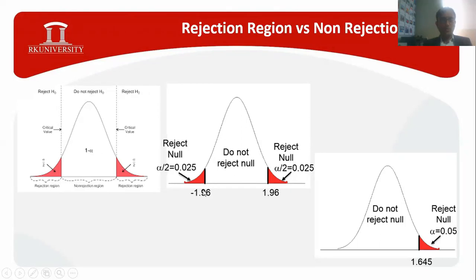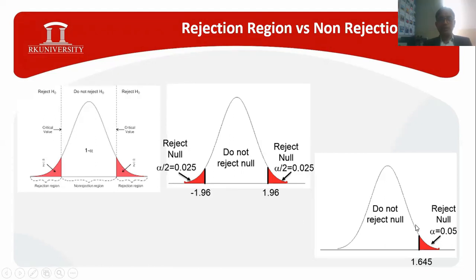In this case, the critical values of the Z score are minus 1.96 and plus 1.96, over and above the mean value, which in Z score is 0. So this is a 95% confidence interval, and the 5% is the level of significance. Because it is a two-tail test, we have divided alpha, which is called the level of significance, by 2. So 2.5% on the right side and 2.5% on the left side.